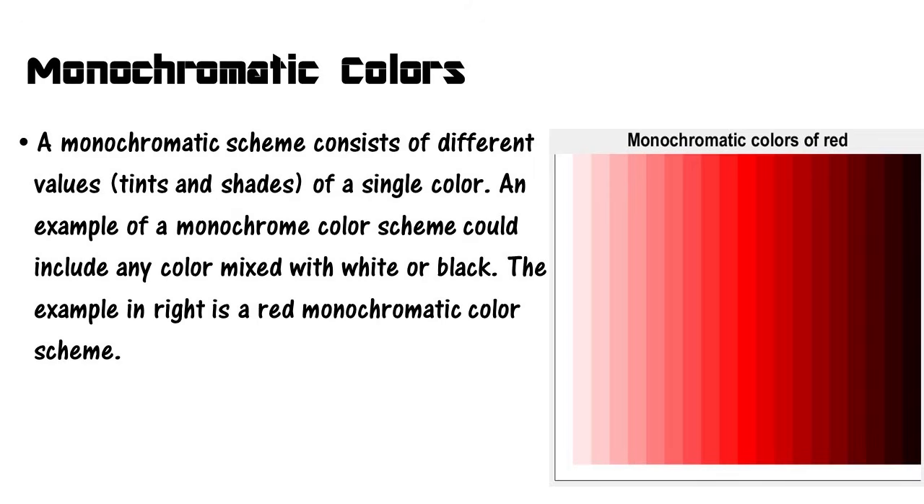Now we have monochromatic colors. A monochromatic color scheme consists of different values. Values means tints and shades of a single color. So an example of a monochrome color scheme could include any color mixed with white or black. The example on the right is a red monochromatic color scheme. Like in red, when we add white and black in different amounts, we get the monochromatic color scheme.